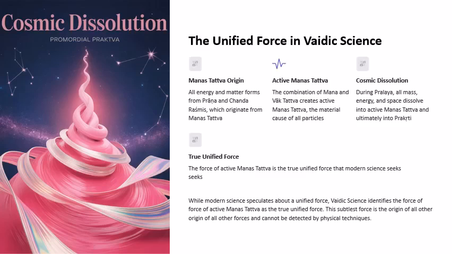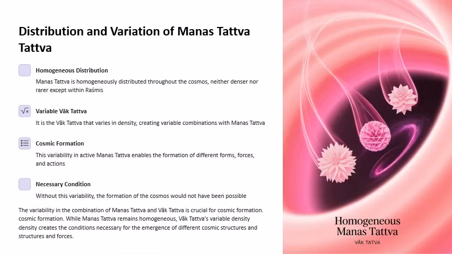That's a significant statement. It really is, and it raises the question, if active Manas Tattva is the single source, why is the universe so diverse? Why so many different things? Good question. Does the source address that? It does. It explains that while Mana Tattva itself is spread out evenly, homogeneously, Vak Tattva, the other component, has varying density throughout the cosmos. Ah, so the ratio of mana to Vak isn't constant everywhere.